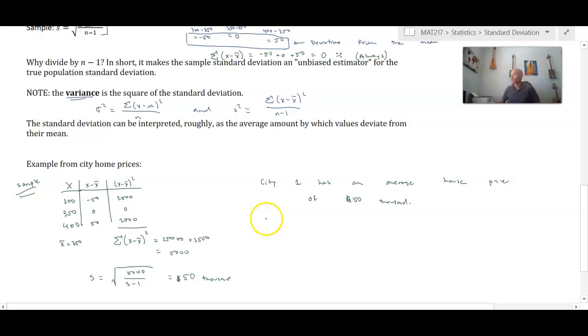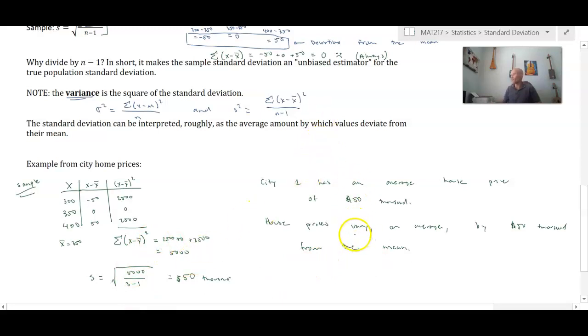Also, house prices vary on average by $50,000 from the mean. Now, in this particular example, it just so happened that every house price was within $50,000 of the mean, and that's because we only had 3 values. So that's a way to describe it.